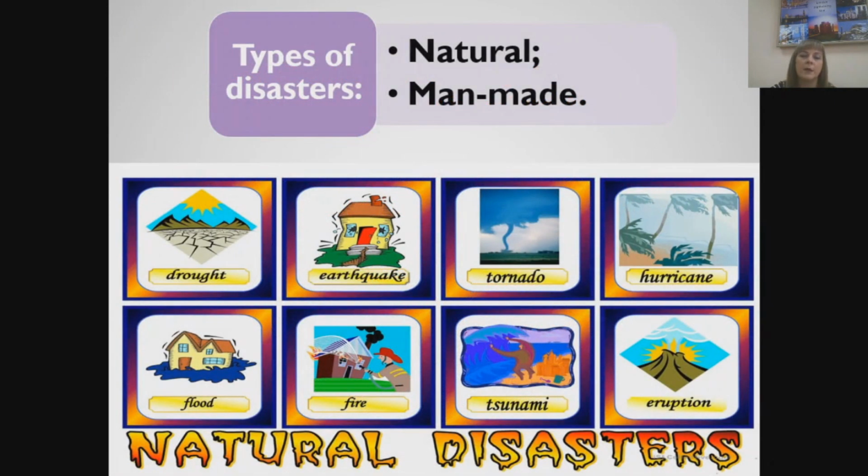There are different types of disasters. Some are natural, while others are caused by human beings. For example, war, air pollution. Today we'll describe the most awful natural disasters. For the first, let's repeat the names of natural disasters.